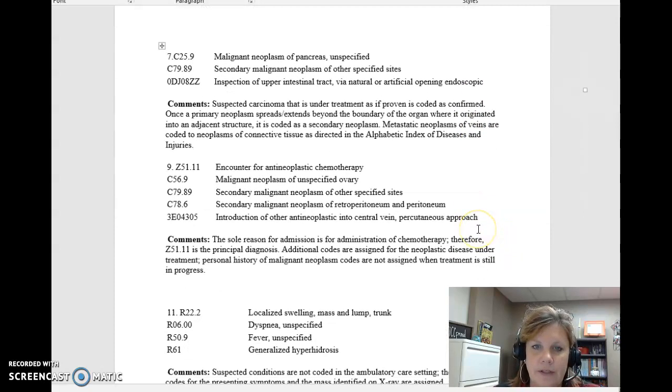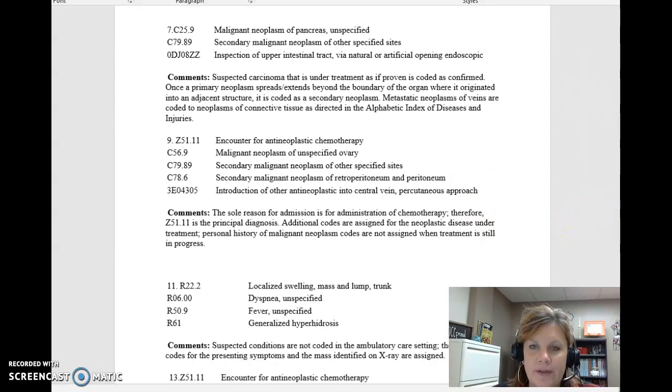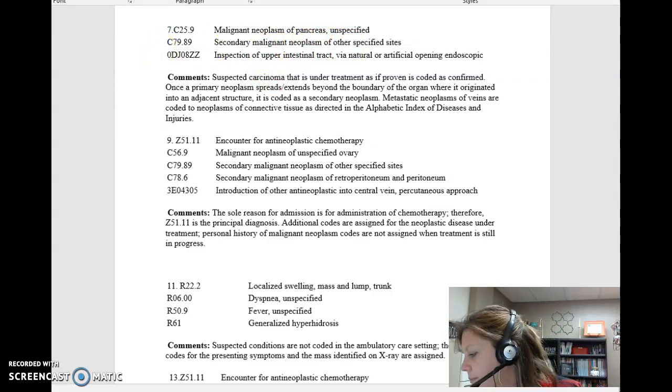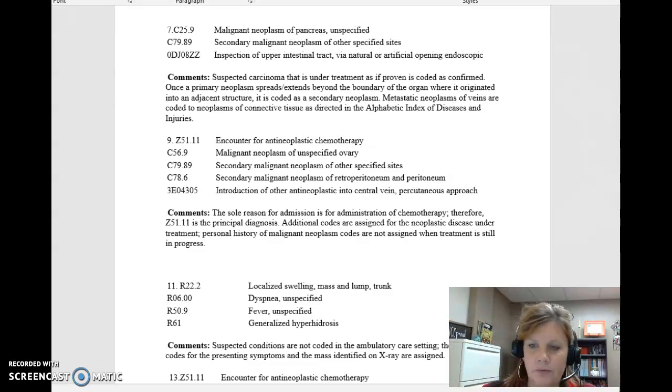Okay, number 7. With this, we have malignant neoplasm of the pancreas. Okay, that is the primary site. And then the secondary site here, keep in mind, is other specified areas. With number 7, as I look through it, keep in mind it's into the portal vein. So it's going to be the secondary unspecified site. And then we have the inspection of the upper intestinal tract.